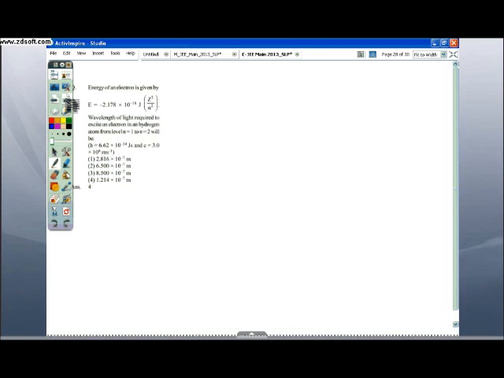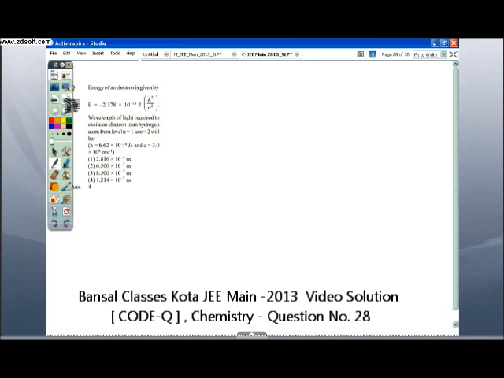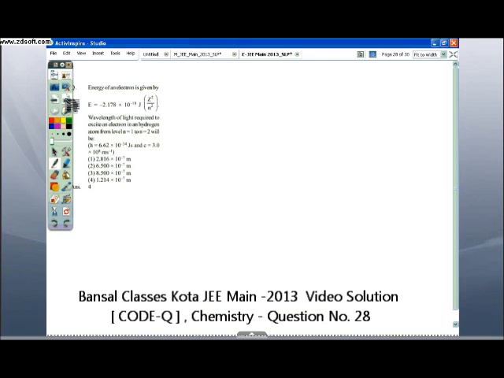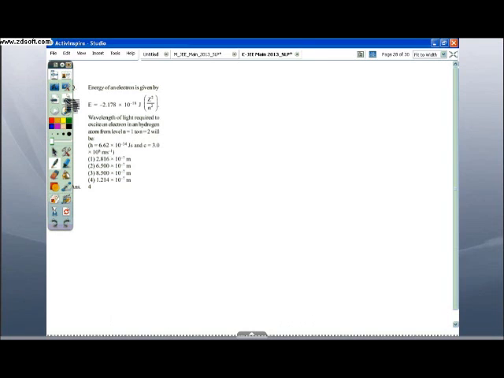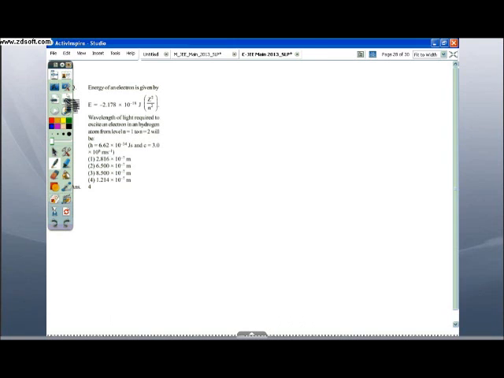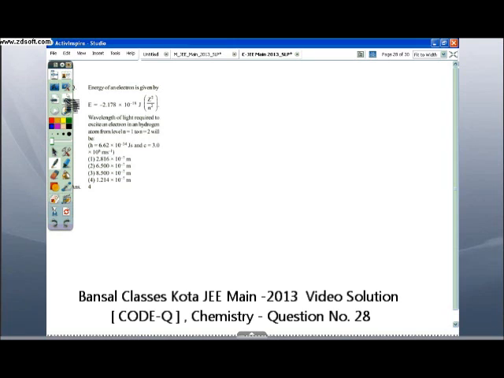Energy of an electron is given by E is equal to minus 2.178 into 10 to the power minus 18 joule into Z square upon n square. What is the wavelength of light required to excite an electron in a hydrogen atom from level n equal to 1 to n equal to 2? h is equal to 6.62 into 10 to the power minus 34 joule second and c is equal to 3 into 10 to the power 8 meter per second. All data are standard data, so we can solve in a simpler way.